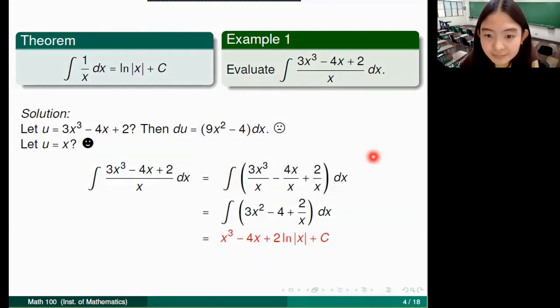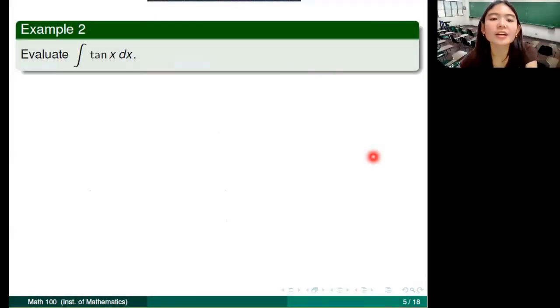Next tayo. Alright, next one. I-evaluate natin this time ang integral ng tangent x, one of our 6 circular functions, no, si tangent x.